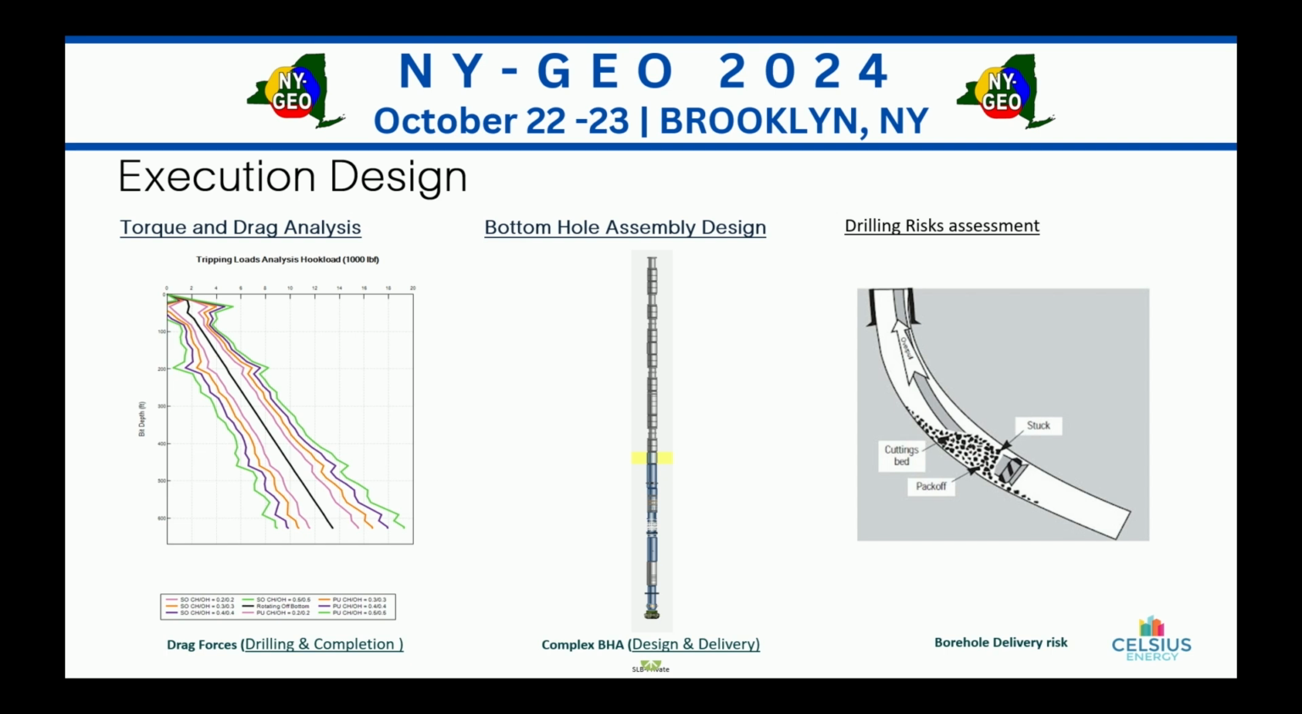One of them is the torque and drag calculation, because when you go under an angle, the inclination and gravity work against you, so you need to account for this at every single step. You account for the drilling, tripping, the completion, the loops running, and even the grouting operation, to make sure the pressures will be in line with your expected models.